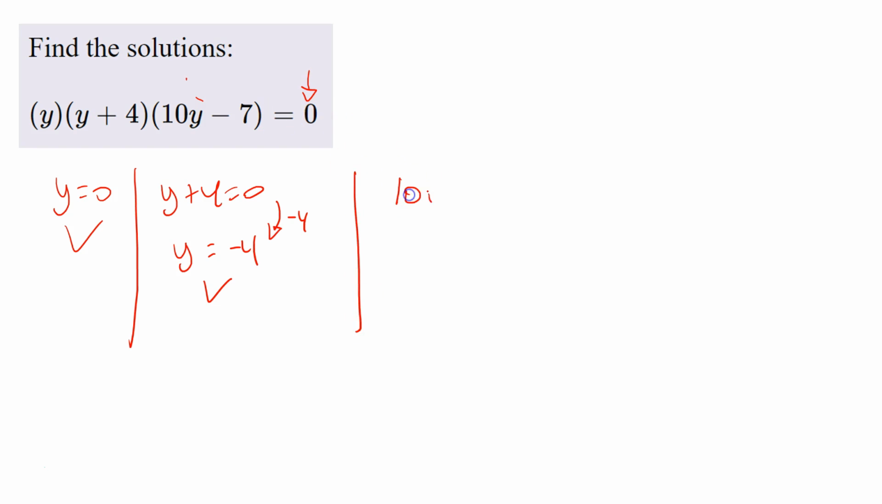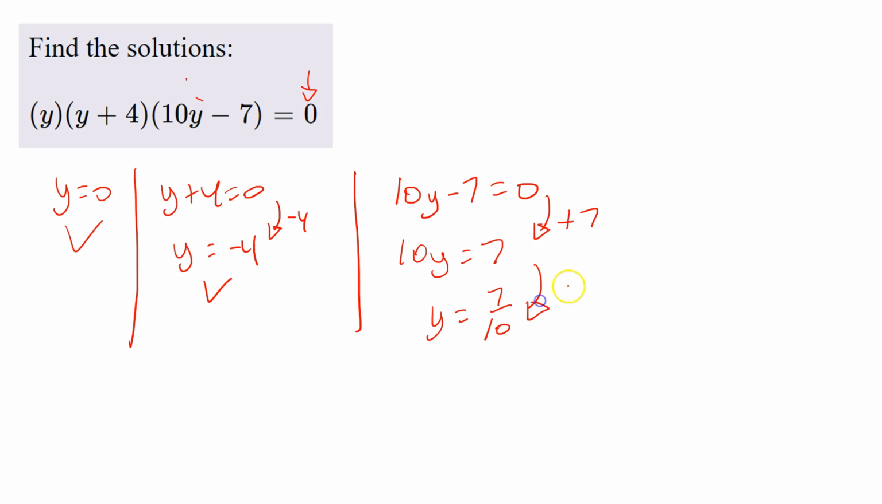So you take your 10y minus 7 set equal to 0. You add 7 to both sides, so 10y equals 7. From here to here I did plus 7. And then you divide both sides by 10. So y equals here 7/10. So from here to here, divide both sides by 10. So 7/10 is the third solution. So there are 3 of them. 0 is 1, negative 4 is 1, and now 7/10 was another one.